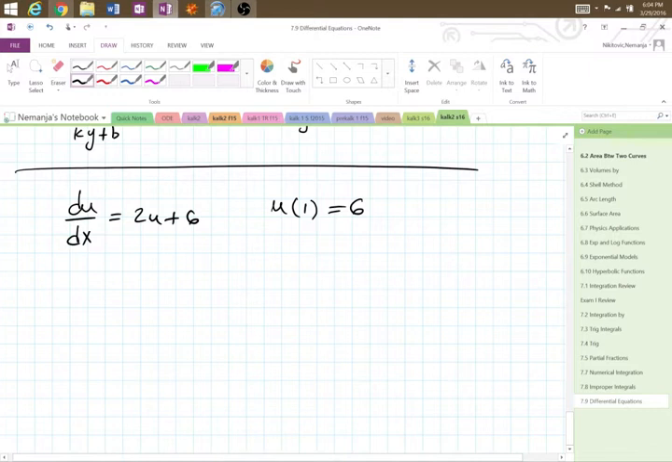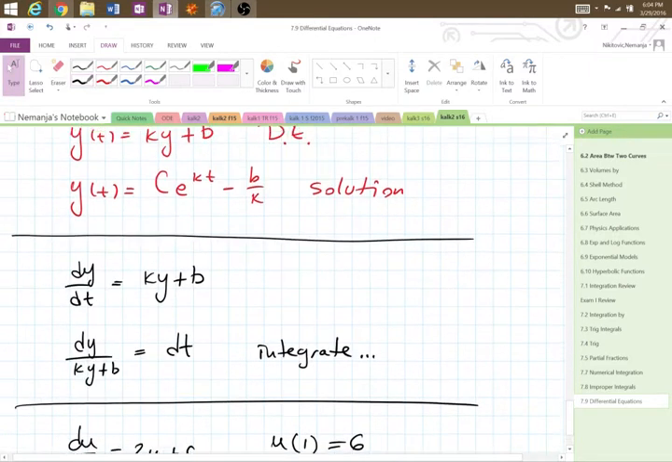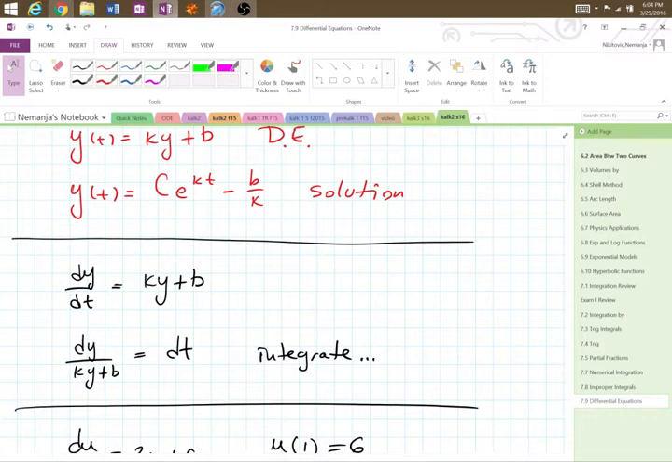So now you know what the solution is, right? The solution was y of t is equal to ce to the kt minus b over k. Right? That was the solution that we have defined up there.